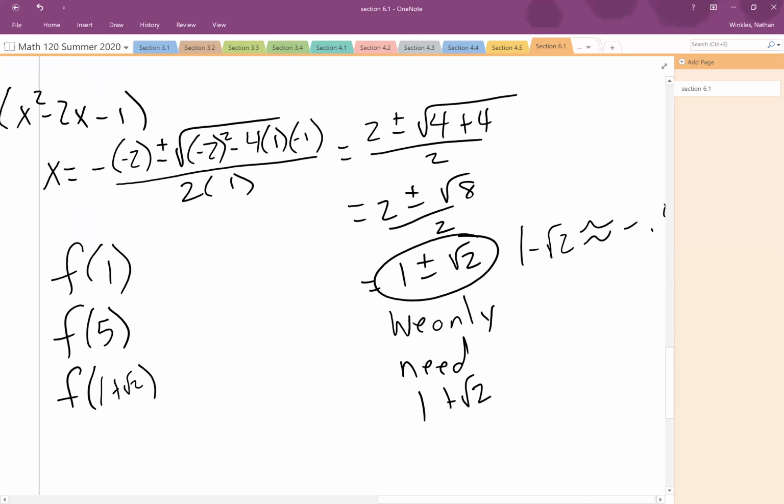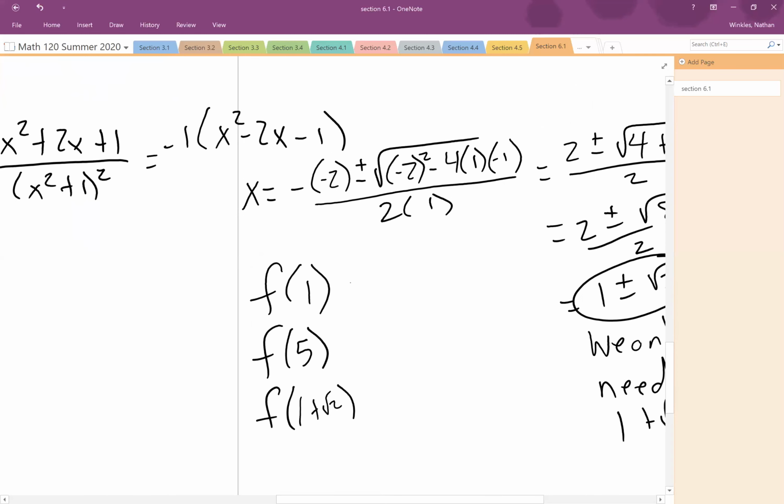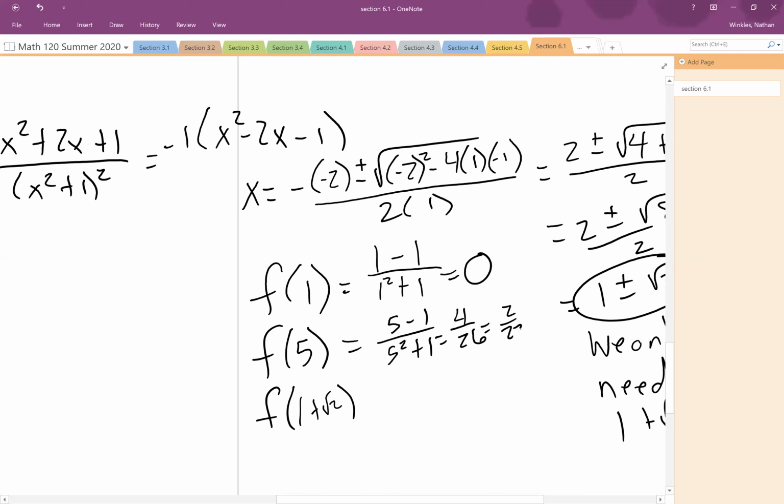So then coming back to our function over here, x minus 1 over x squared plus 1. Plugging in 1 gives us 0. Plugging in 5, x minus 1 over x squared plus 1 gives us 4 over 26, which is 2 over 13.